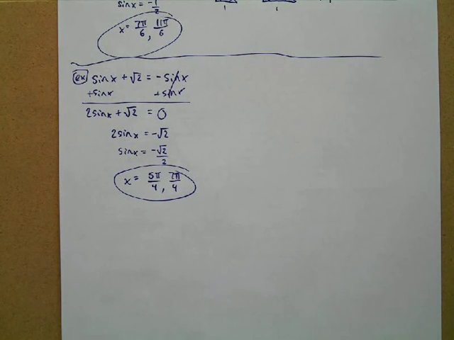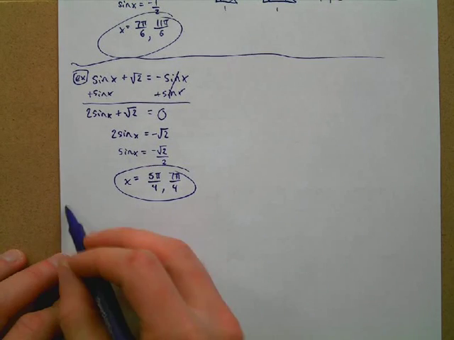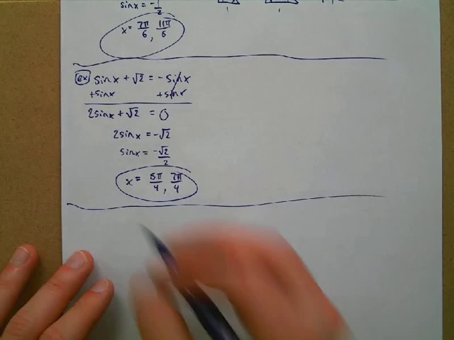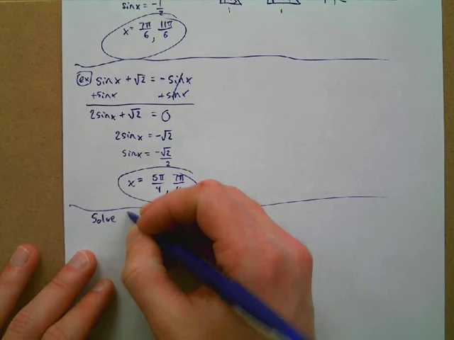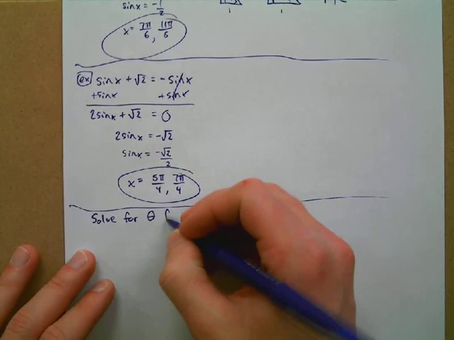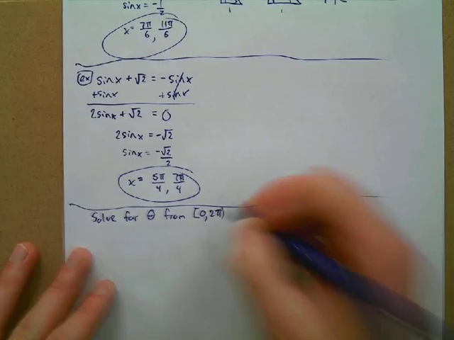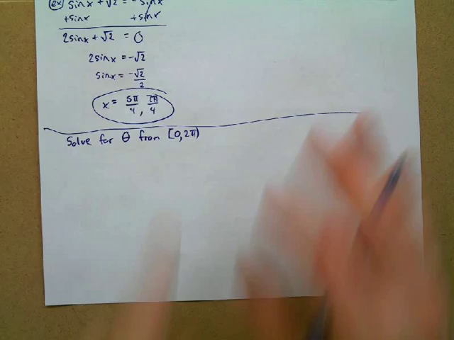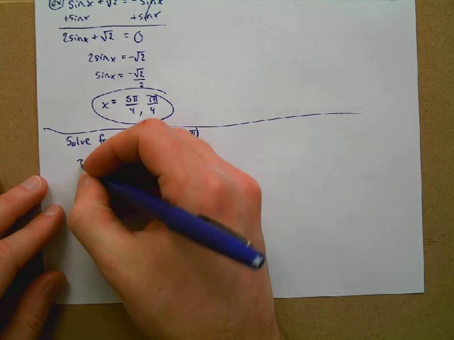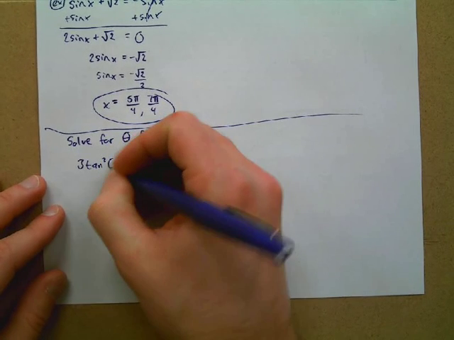We'll try one more here, and then I'll have you all try one on your own. We'll do one with tangent. So again, we'll solve, this time I'm going to say solve for theta from 0 to 2 pi, 0 included, 2 pi excluded. Now I've got 3 tangent squared of theta minus 1 equals 0.